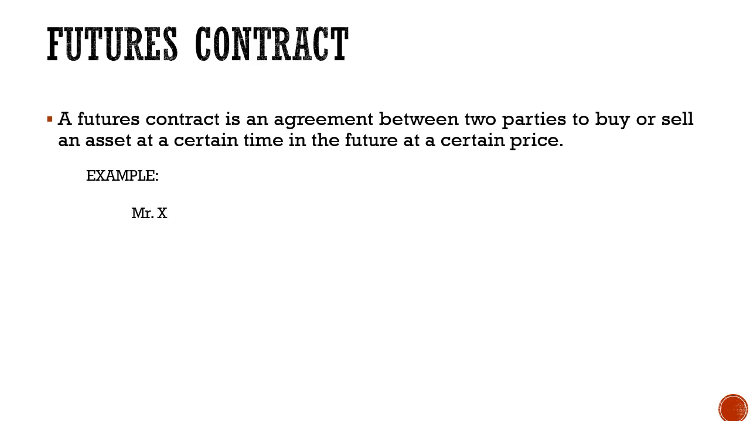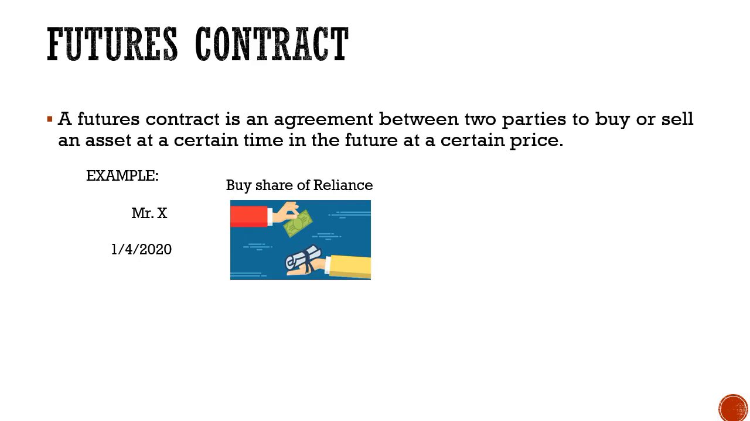Now let us take an example. Let us say there is Mr. X. Now on 1st April 2020, he agrees to buy shares of Reliance company, but he doesn't want to buy on the same day. Let's say he wants to buy it on a future date, that is 2nd April 2021. So after 1 year, Mr. X decided that he wants to buy shares of Reliance. Now the price of Reliance is rupees 40 as of now. As on 1st April 2020, one share of Reliance costs rupees 40, but he wants to buy that share in the future, after 1 year.